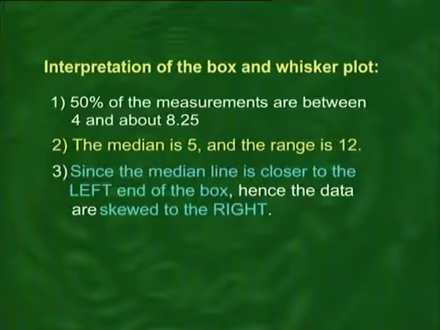And the most important point is, as regards the skewness of the distribution, that since the median line is closer to the left end of the box, hence the data are skewed to the right. Median line के बारे में जो मैंने आपसे अभी कहा, उसको खास तौर पर नोट कीजिए. I said that if the median line is closer to the left end of the box, it means that the data is skewed to the right. इसी तरह, if the median line is closer to the right end of the box, the distribution will be skewed to the left. And of course, for a perfectly symmetrical distribution, the median line will be neither closer to the left nor closer to the right, and it will be in the exact center of the box.